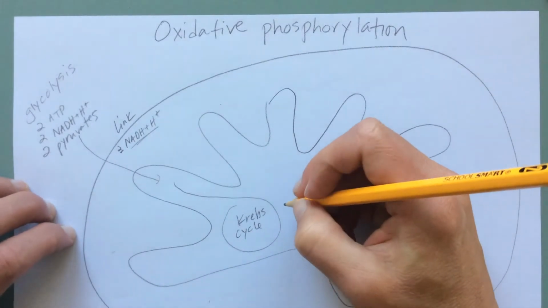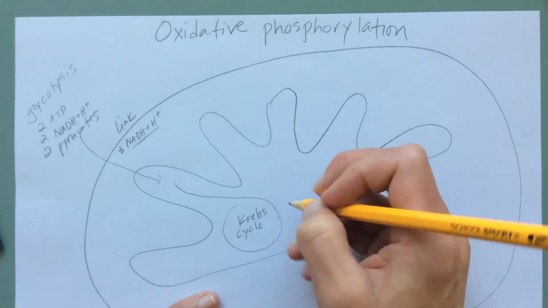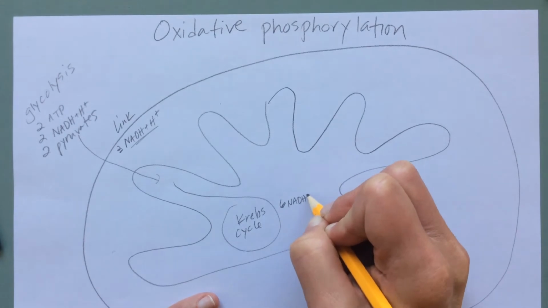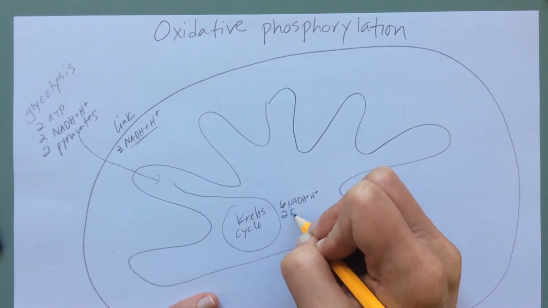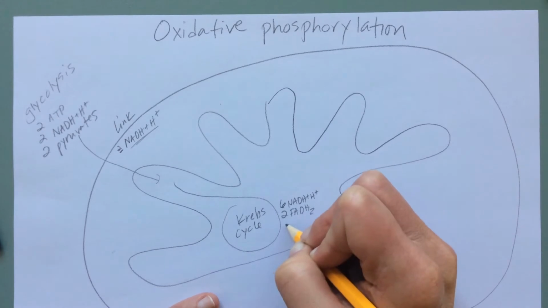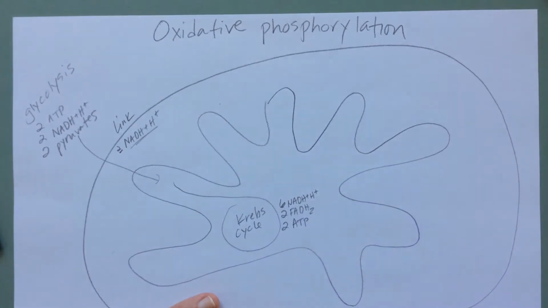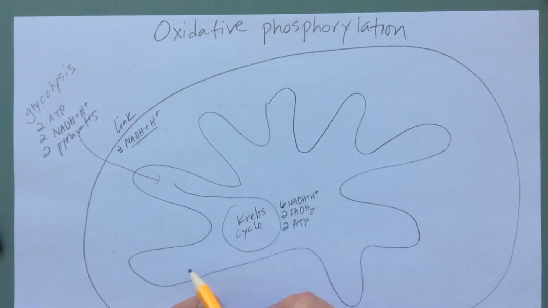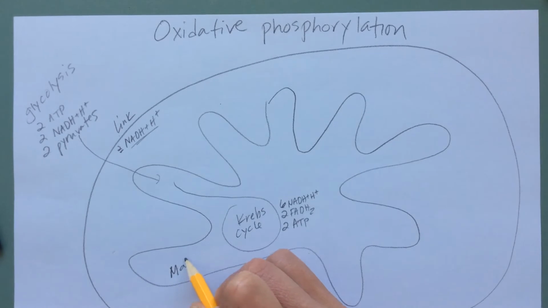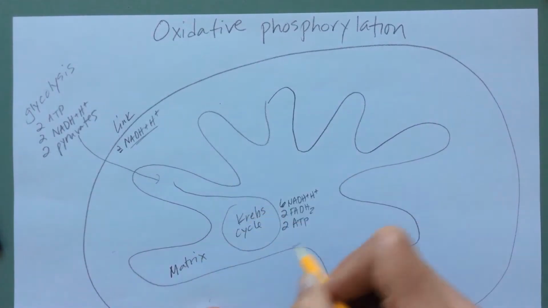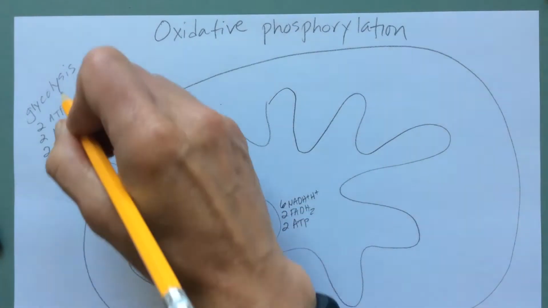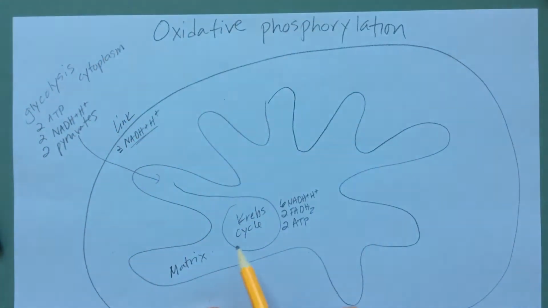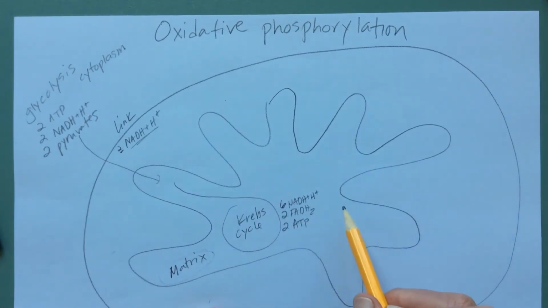And in the Krebs cycle, we end up getting, and I'm going to do this for the glucose, 6 NADH plus H plus, 2 FADH2s, and we'll get 2 ATPs. Okay? All right, glycolysis, link, and Krebs cycle. Oh, one thing that's important too is this is called the matrix. The Krebs cycle happens in the matrix of the mitochondria. So glycolysis is in the cytoplasm, right? And the Krebs cycle happens in the matrix of the mitochondria.